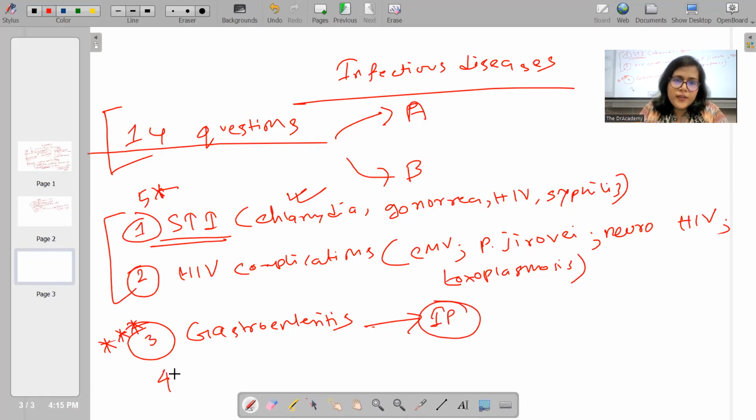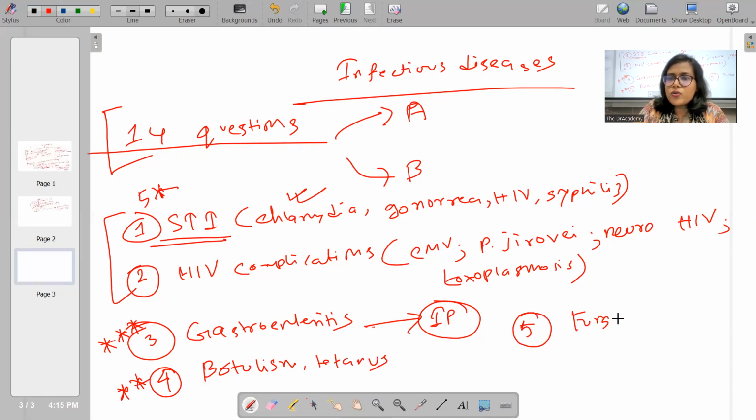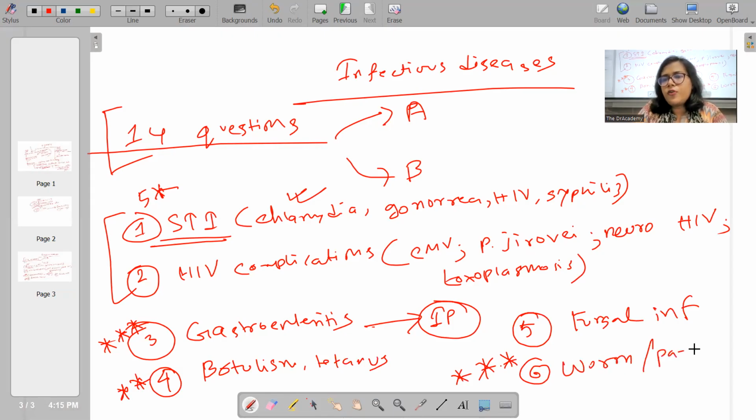Okay, number 4 is sometimes questions from botulism, tetanus will come. This is a 2-star topic, and fungal infections are also quite important. And sounds weird enough, but worm or parasitic infections, these are quite important for the part 1 examination. Okay, so these are the most important parts of the infectious disease.